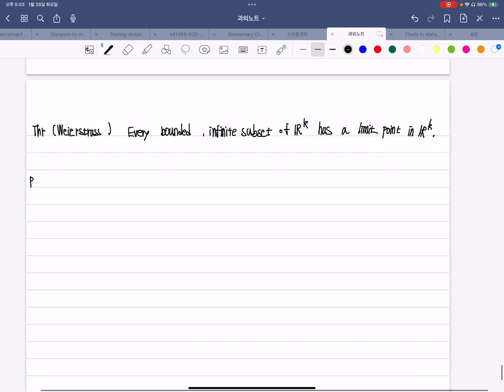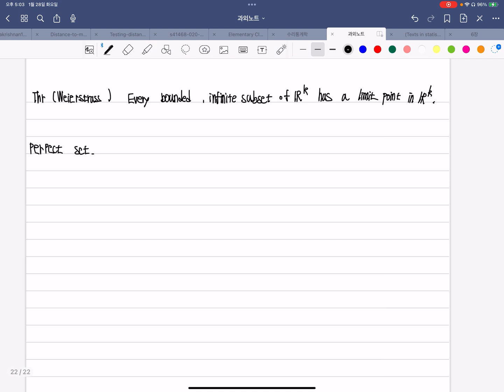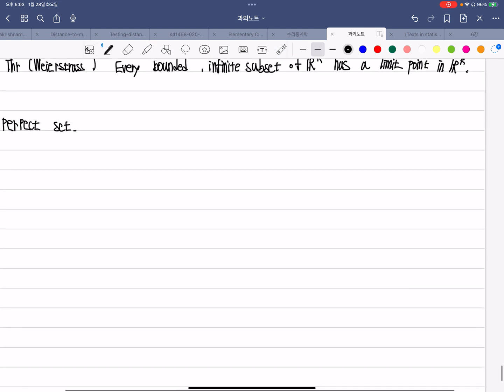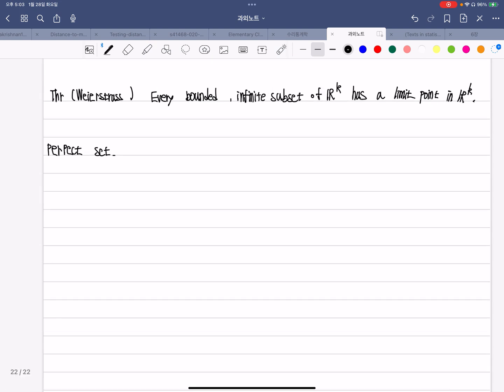Next, perfect set. A perfect set is a closed set whose every point is a limit point of the set. In other words, the set E is a perfect set if E is closed and every point of E is a limit point of E.